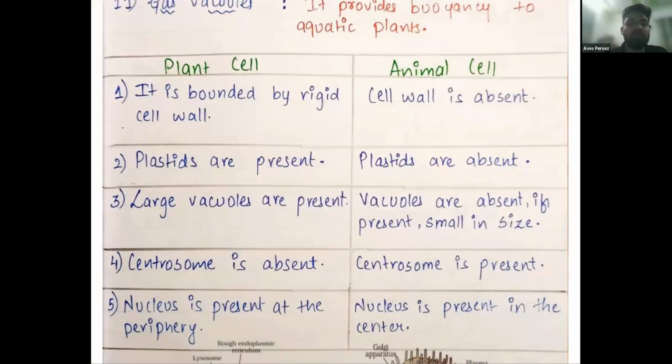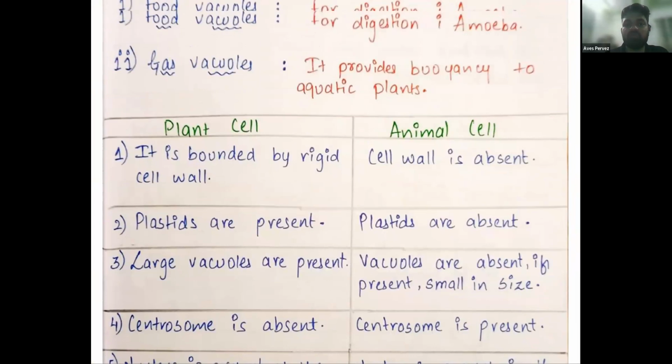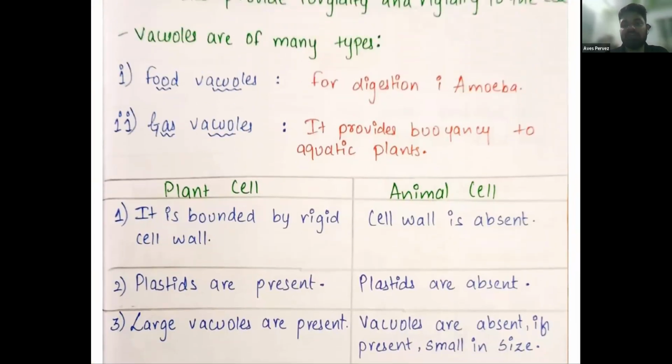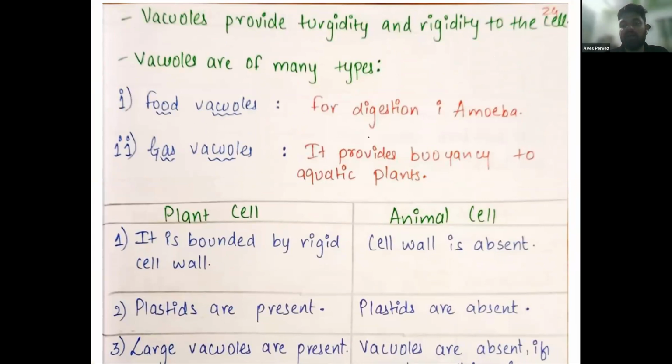Now coming to the plants, here we have some difference between the vacuoles. Vacuoles are another type of cell organelle. The plant cell is going to have large vacuoles because they have water inside. Vacuoles are the storage organelles that generally store substances, mainly water in plants. They are larger in plant cells because they provide turgidity and rigidity to the cell.